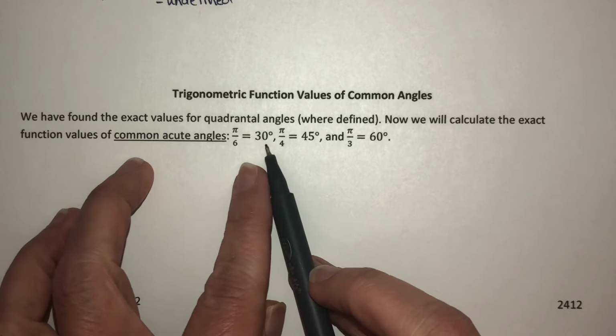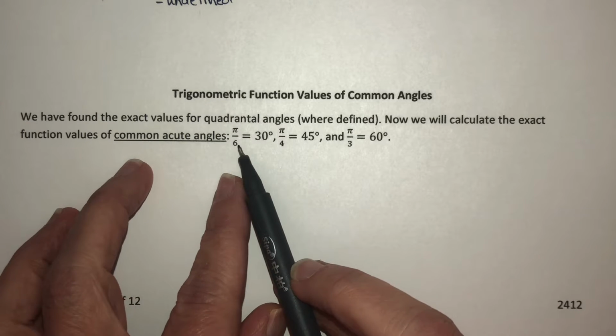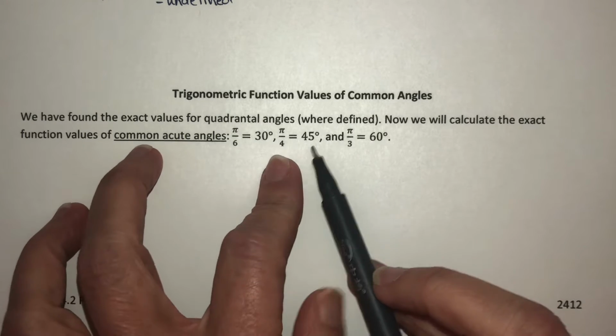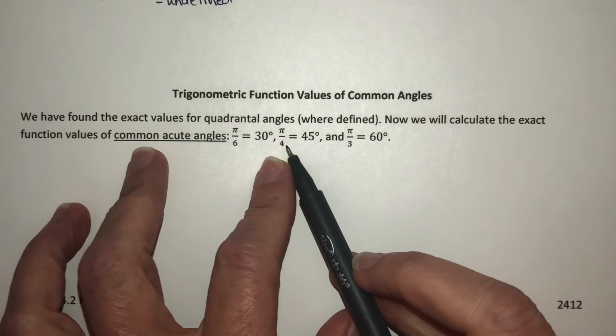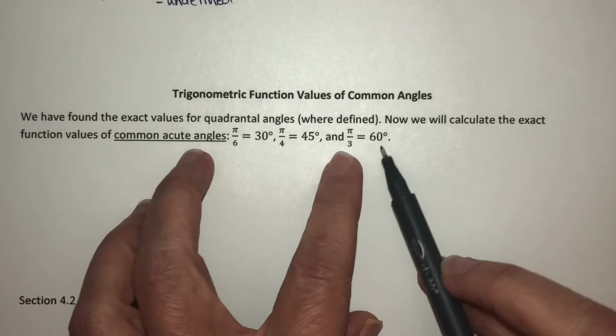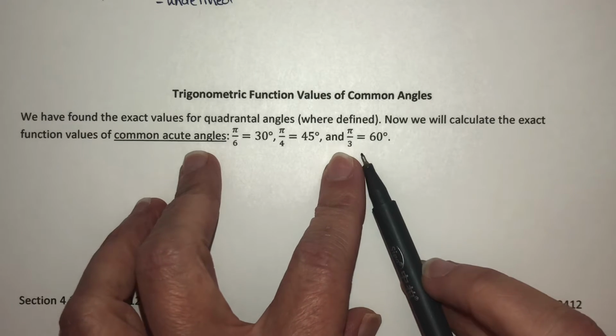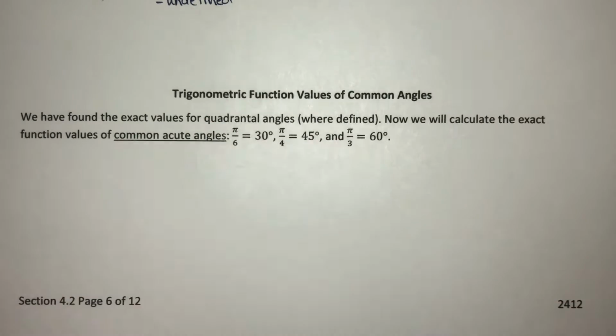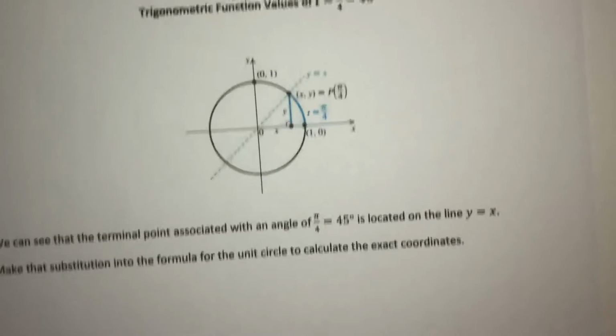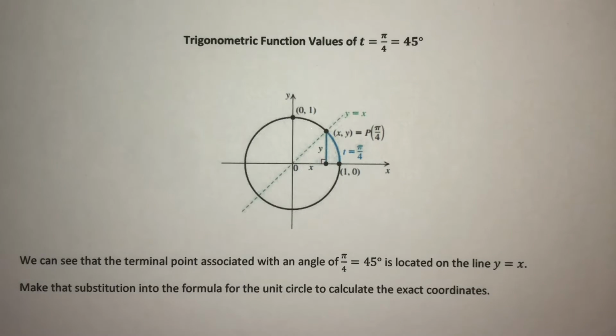We talk about a 30-degree angle, which is equivalent to pi over 6 in radians, a 45-degree angle, which is pi over 4 radians, and a 60-degree angle, which is pi over 3 radians. And what we're going to be doing is relating this to triangles, specifically right triangles, and using the Pythagorean theorem to calculate these. So let's look at what this would look like for a 45-degree angle.